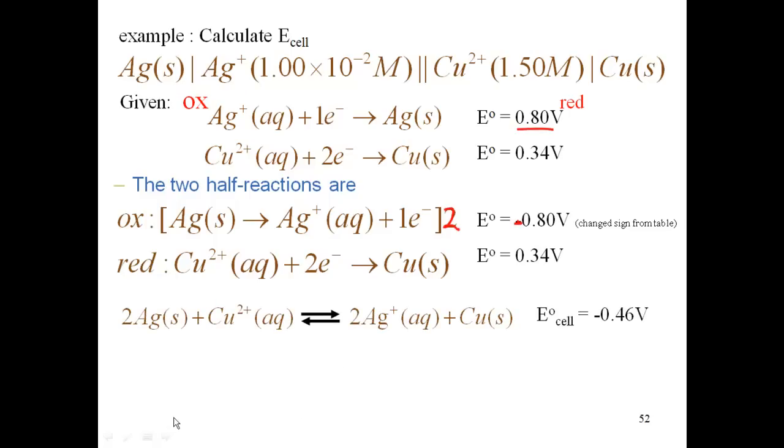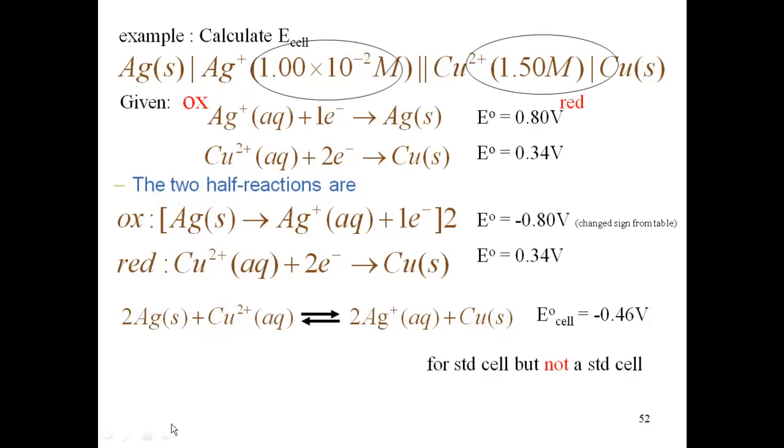I add them up. My 2 electrons cancel, so I end up with 2 silver solid plus copper 2+ ions gives me 2 silver 1+ ions plus copper solid, and the E of that cell, adding up the negative 0.8 and the positive 0.34, gives me negative 0.46 volts, which is what we expected. We expected an electrolytic, non-spontaneous reaction by the way this short notation is set up. However, that's for a standard cell, with 1 molar silver and copper, but we do not have that. We don't have a standard cell, so we have to correct for that. How do we correct for it? Well, we use Nernst's equation.